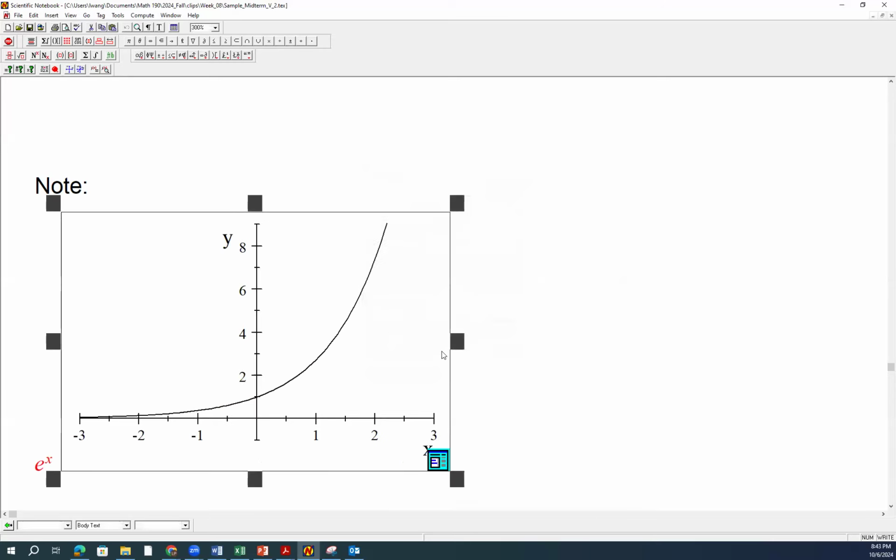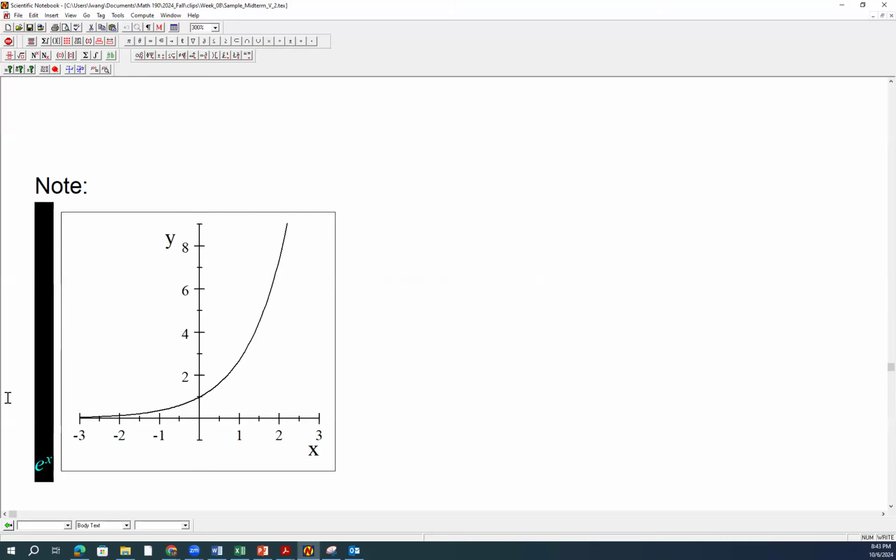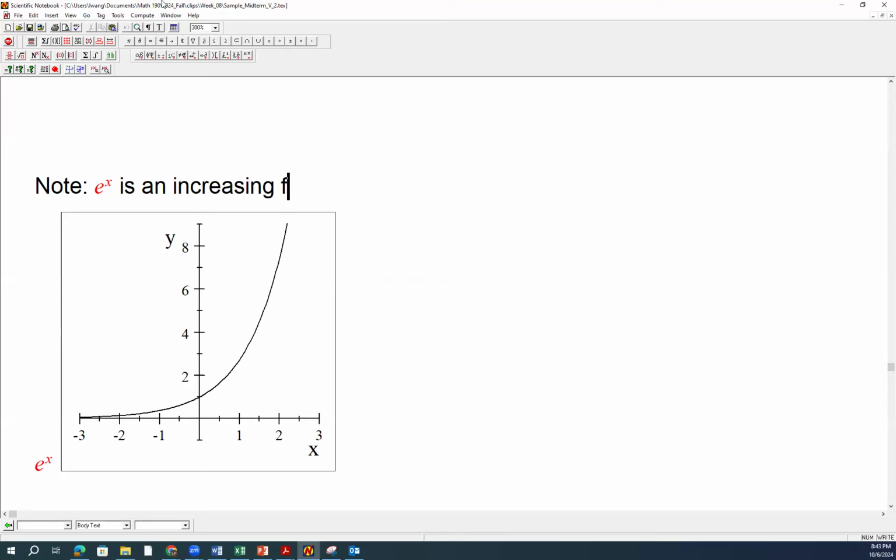Okay, so that's the curve. An increasing function means what? What is the definition of an increasing function?